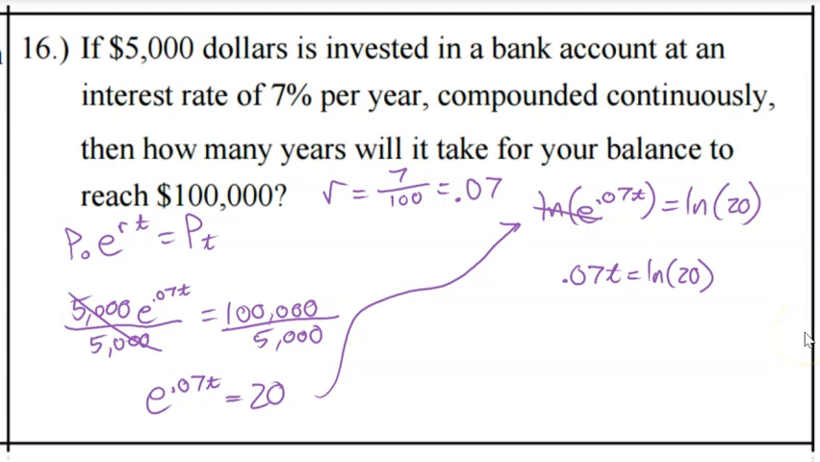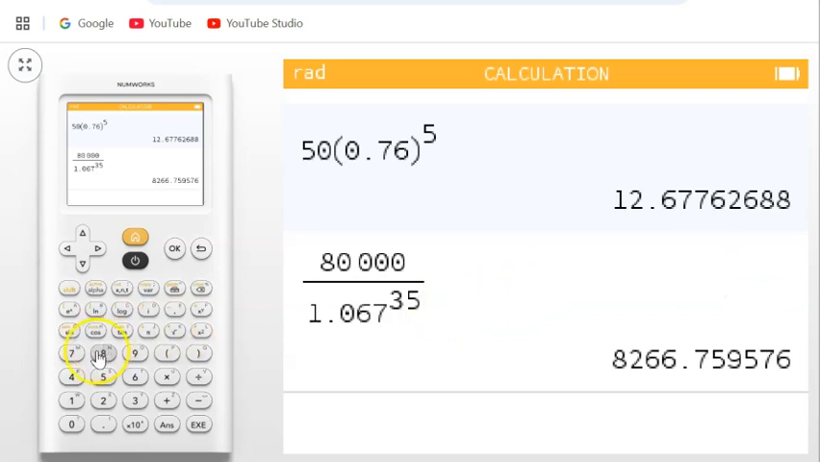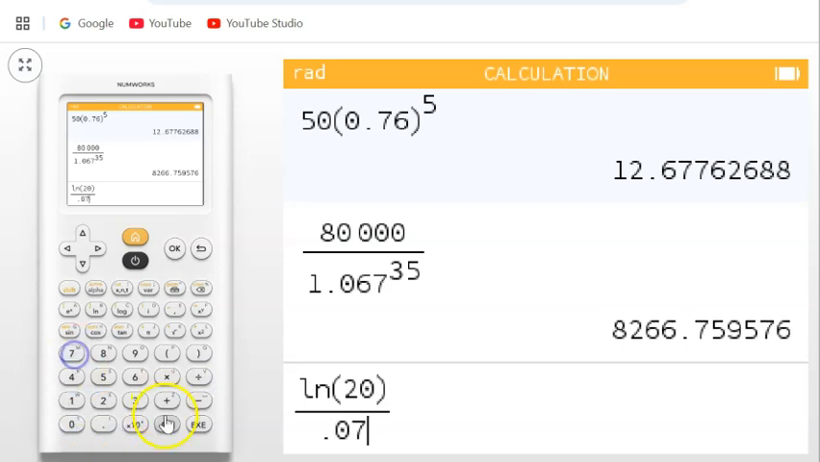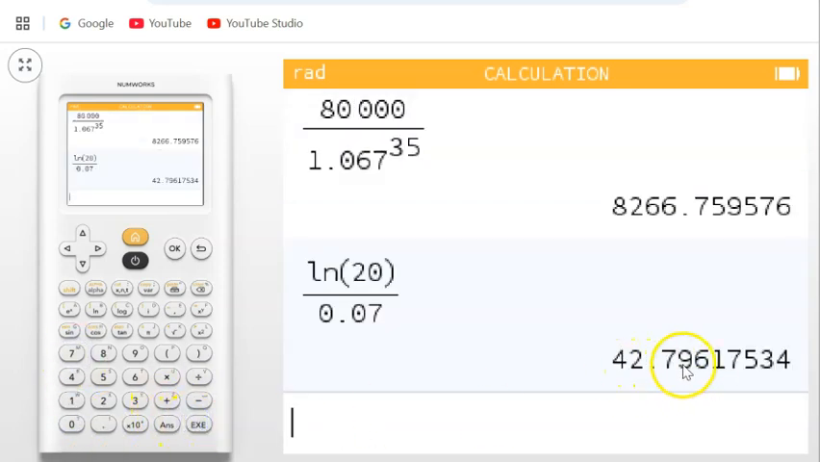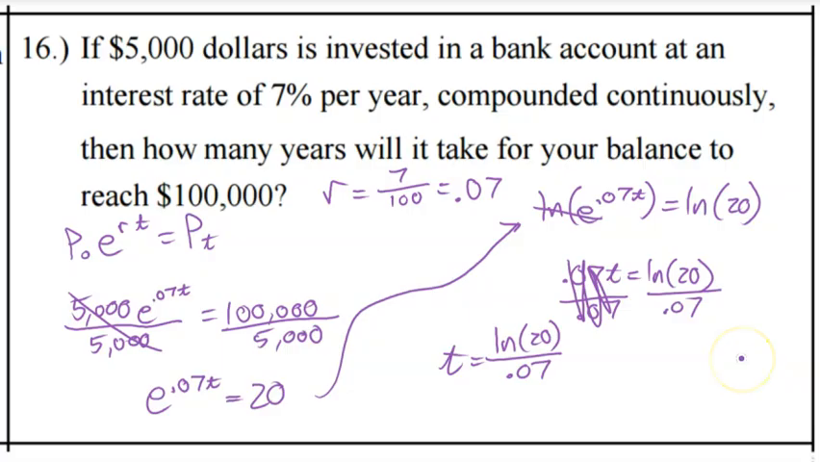And all we have to do here now to solve for t is just divide by 0.07. 0.07 cancels. And our final answer, well, we're going to put it in a calculator, but it's t equals the natural log of 20 divided by 0.07. And let's go to the calculator. Natural log of 20 divided by 0.07. And that's going to give us 42.796 years. And that is our solution for time.